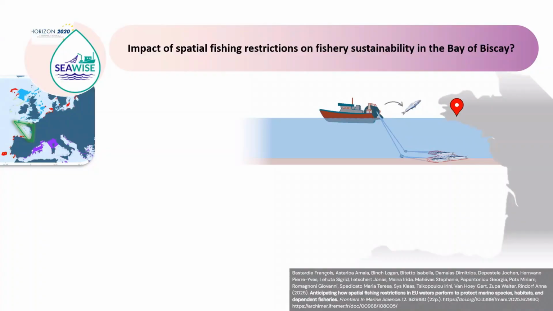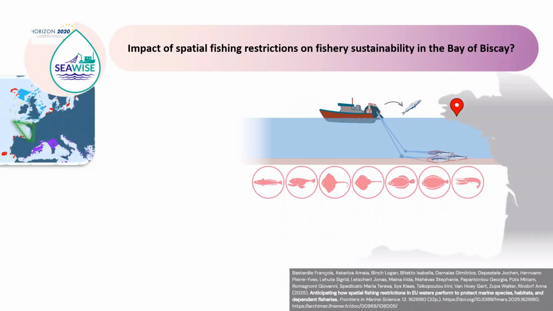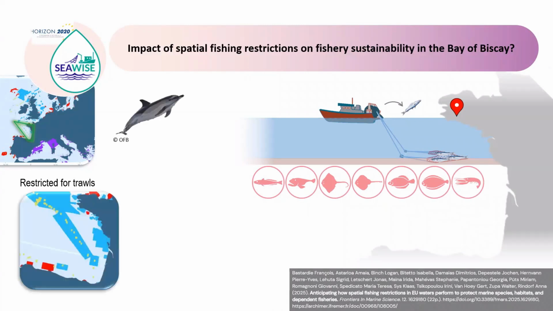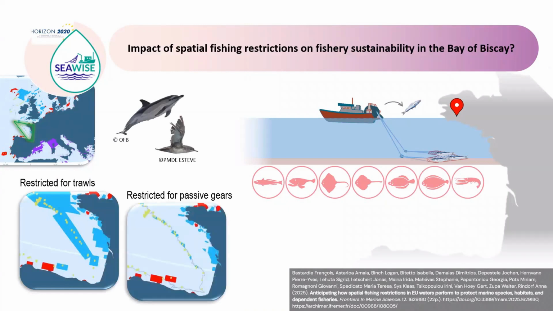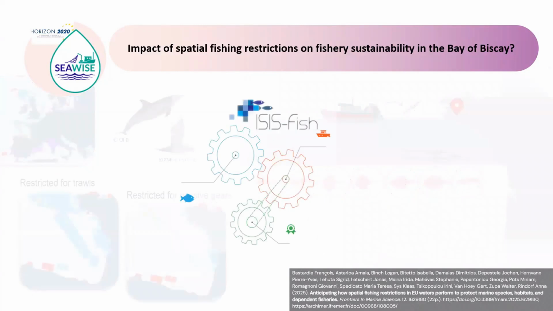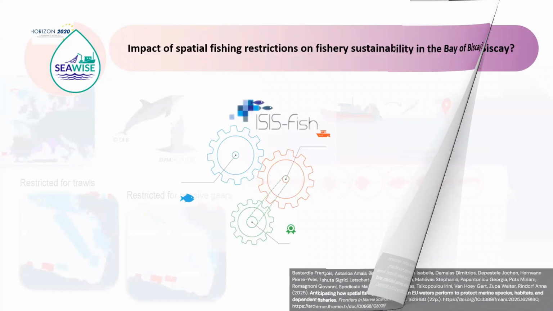Within SEAwise, we wondered how special fishing restrictions, designed to protect endangered species in the Bay of Biscay, would affect fishing fleets and the commercial stocks they harvest. The demersal fishery in the Bay of Biscay targets hake, anglerfish, rays, megrim, sole, and nephrops. Two types of restrictions were evaluated: MPAs limiting trawls aimed at protecting common dolphins, and MPAs limiting passive gears to protect puffins. We relied on the ISISFISH model to simulate the impact of these special limitations on fleets and stocks.